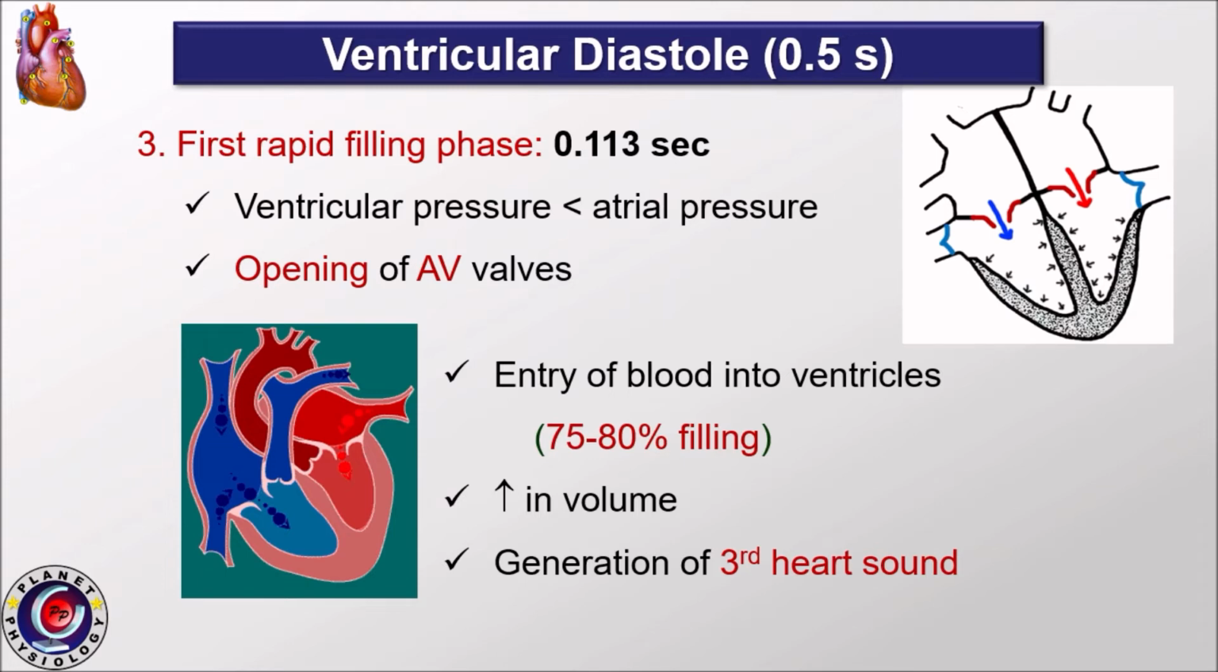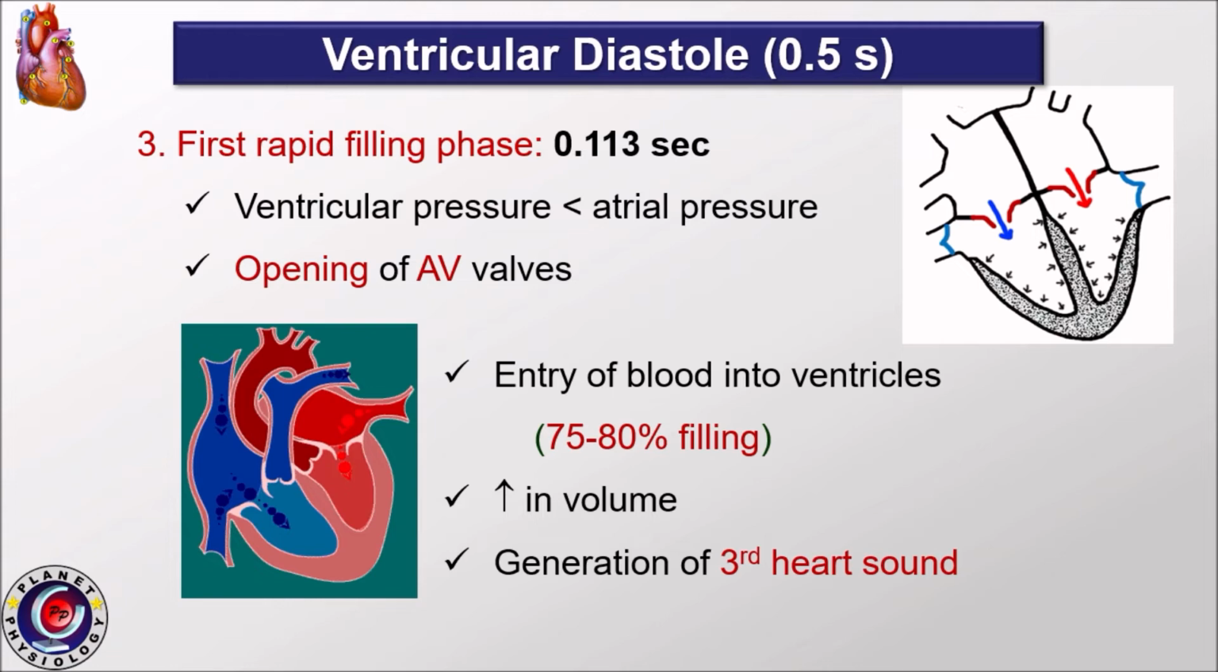We have seen that even at the end of ventricular systole, there is about 50 to 70 ml of blood remaining in the ventricular chambers. Now this blood is rushing in and this creates turbulence, so there is generation of the third heart sound during the first rapid filling phase of the ventricle.